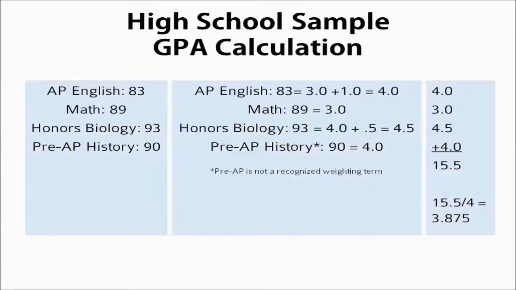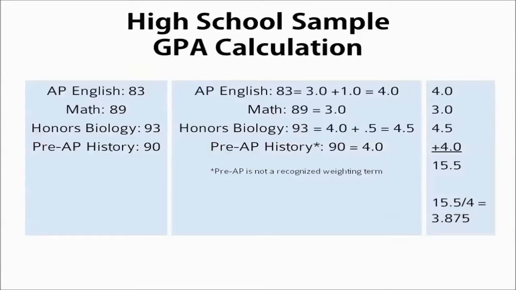In this example, the student is taking AP English, Math, Honors Biology, and Pre-AP History. For AP English, the student has an 83, which would typically be a 3.0, but because it's an AP class and weighted by 1 point, we would consider this a 4.0. Math, the student has an 89, which using our conversion chart would be a 3.0. Honors Biology, the student has a 93, which would typically be a 4.0, but using the weighted conversion table would be a 4.5 because that class is weighted by a half a point.